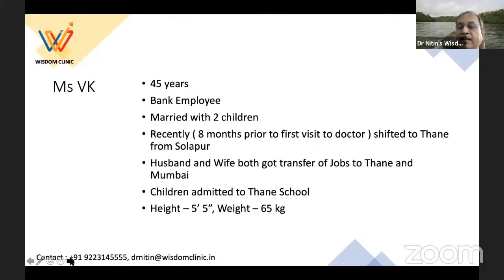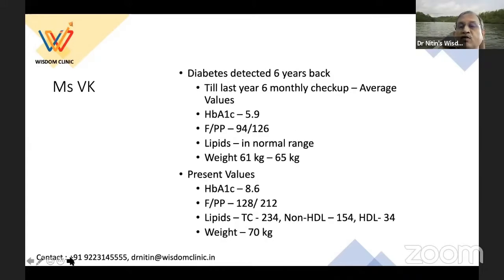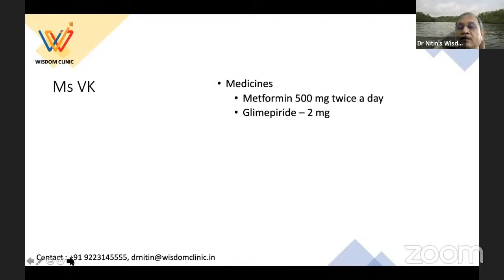Her height is 5 feet 5 inches, weight is 65 kg. Now, she was detected to have diabetes 6 years back in Solapur, and till last year, every 6 months, she was getting biochemistry done, and her average values were HbA1c 5.9, fasting and PP 94 and 126, lipids in normal range, and weight was hovering between 61 and 65. But in the 8 months after her transfer to Thane, her HbA1c has gone up to 8.6, fasting and PP are 128 and 212, total cholesterol is 234, non-HDL cholesterol 154, and weight has gone up to 70 kg. She was taking medicines, metformin 500 milligrams twice a day and glimepiride 2 milligrams, on which she was totally controlled.